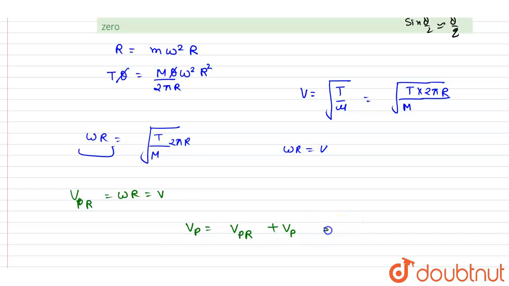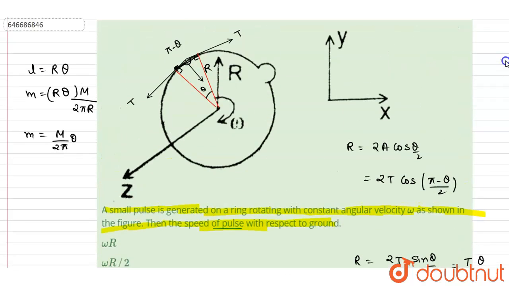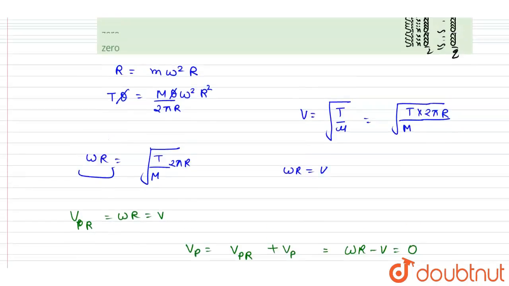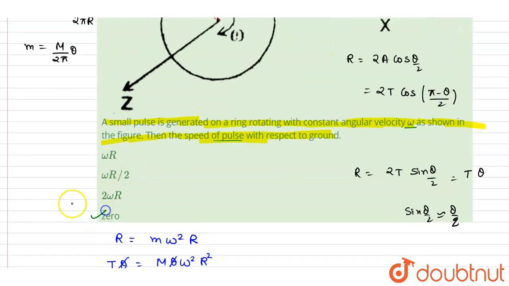right? So if you see here in the question, this is the direction of rotation, and omega is given. So if I write down with respect to the ground, it will be minus v, that is 0, since the two are equal. Now if you see, D is the correct answer.